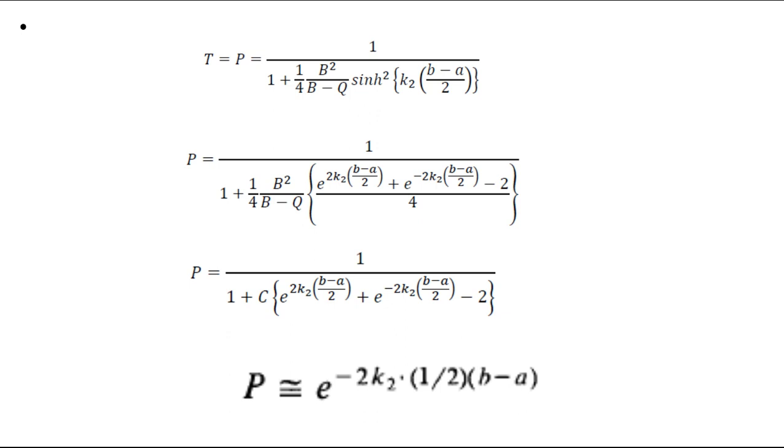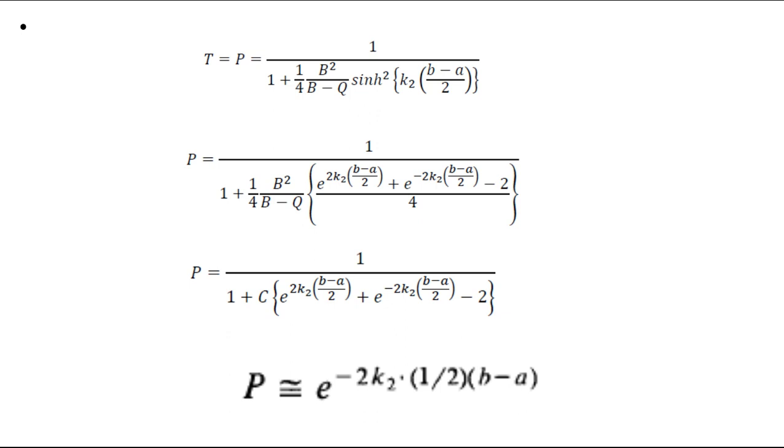Because k2 multiplied by (b minus a) over 2 is a big number, and if we take the exponent of a big number, we will get a very big number. The second term, e to the power minus 2k2 times (b minus a) over 2, becomes 0, and the dominating term is only e to the power 2k2 times (b minus a) over 2, which is so big that c can do nothing against it, and plus 1 is also nothing.